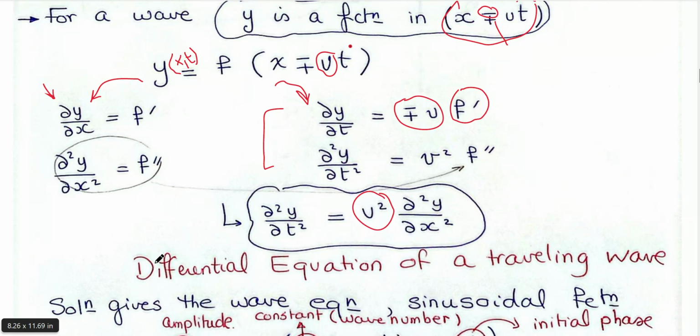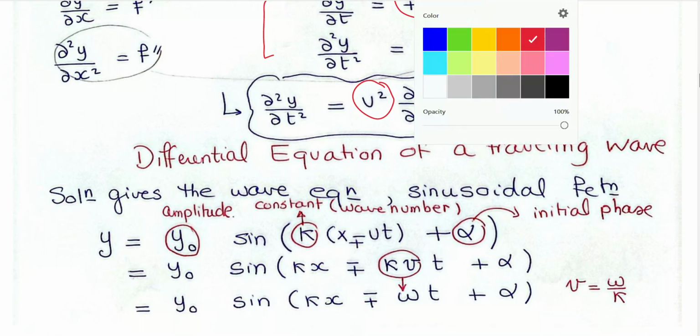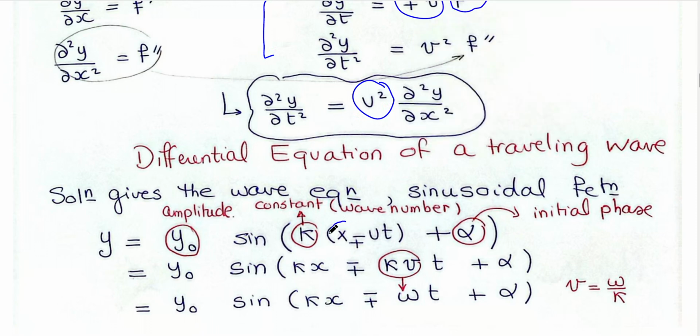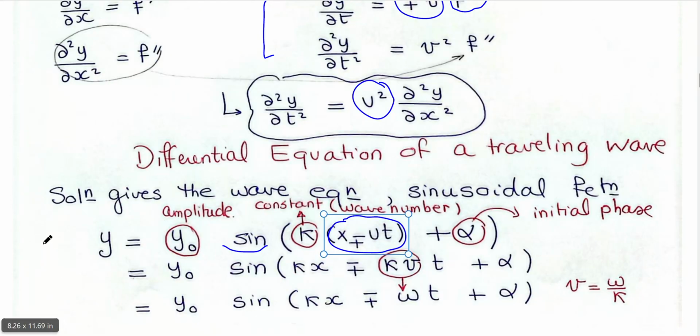Now we want the equation itself. So the solution of this differential equation is a sine wave. So y is a sine, and I will write y sine x minus or plus vt. I wanted sine x minus or plus vt. Why? Because we said that the equation of the wave is a function in x minus or plus vt. So I will write the equation of the wave as sine x minus or plus vt.